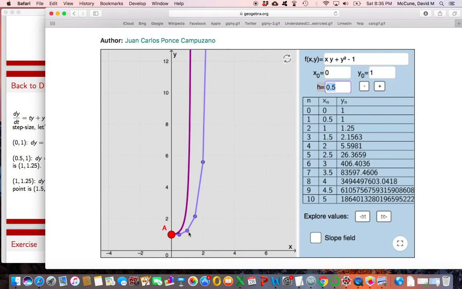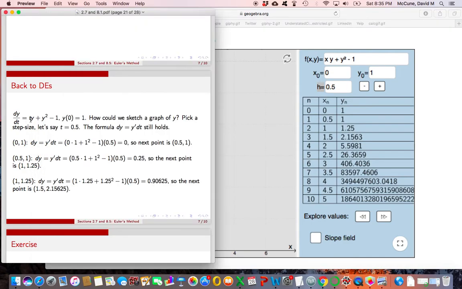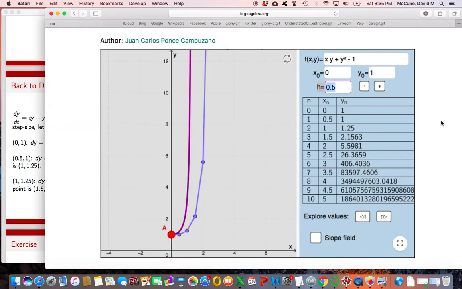Now, the really nice thing about this Euler's method calculator is that if GeoGebra is capable of solving this differential equation, then GeoGebra will solve it and it will plot the actual solution here. This purple curve is the actual solution. So the reason I like this little applet here is you can see how good Euler's method is given a step size. So a step size of a half, I mean, it's pretty good.